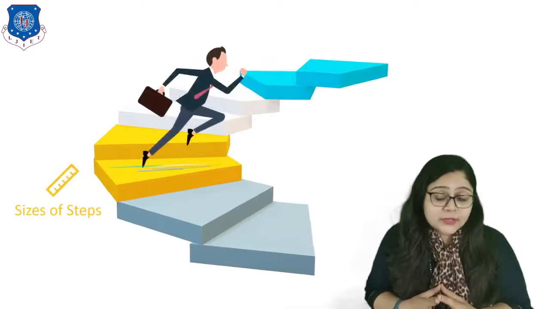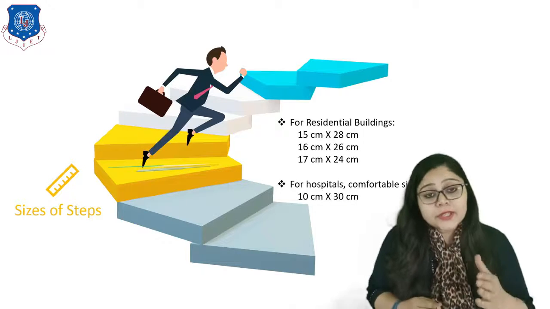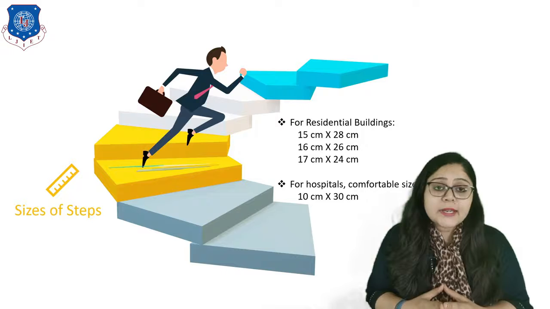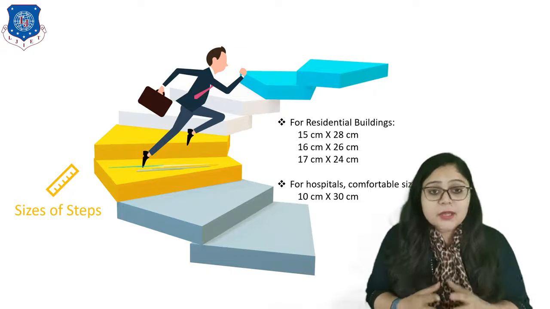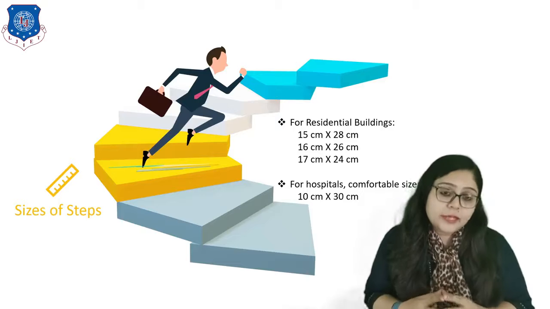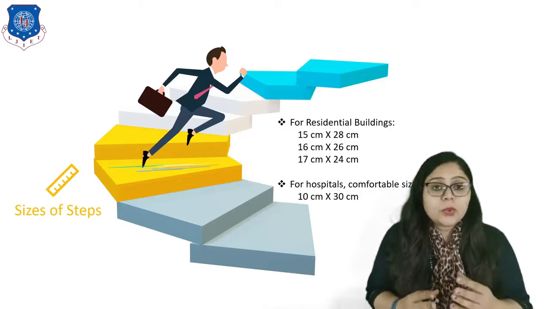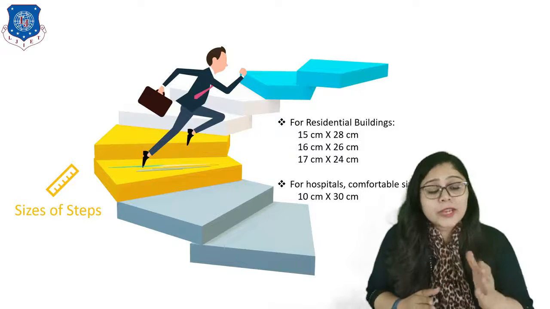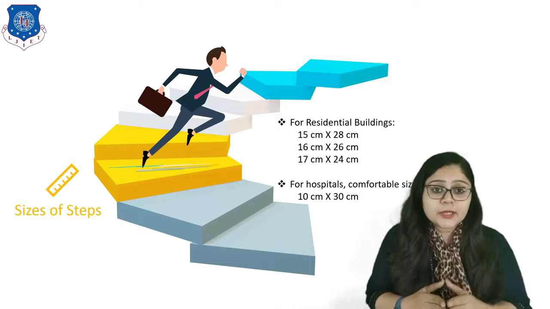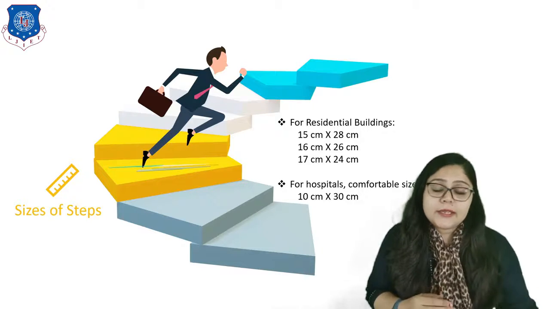But the next question is, what are the different sizes of steps? For residential buildings, it can be 15 cm by 28 cm, 16 cm by 26 cm, 17 cm by 24 cm. According to space or according to the purpose, we can provide different sizes or types of steps. Same way, if I talk about hospitals, comfortable sizes are 10 cm by 30 cm.